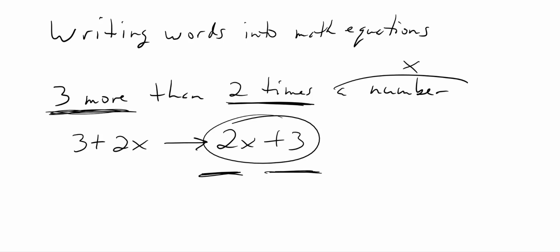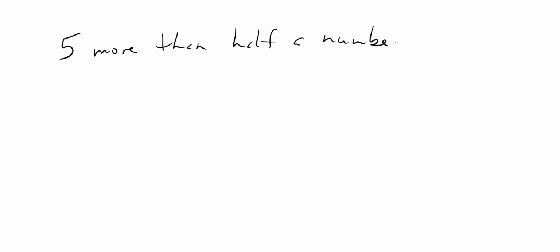Okay? So let's try another one here. Let's do 5 more than half a number. So I want you to say 1/2 x and 5 more. That's easy. Now the hard part, I think, is if I said 7 less than 4 times the number.